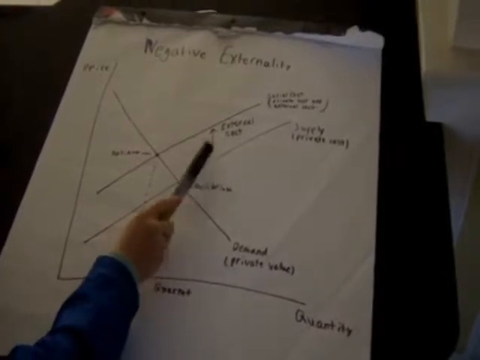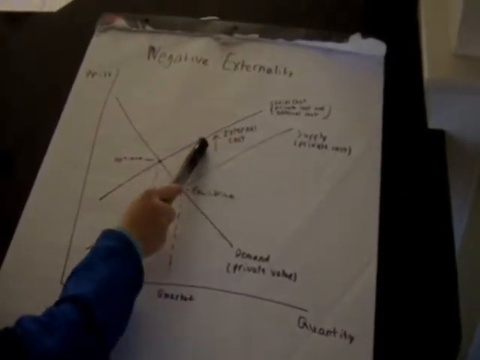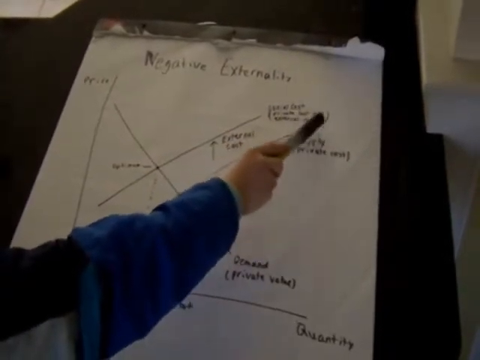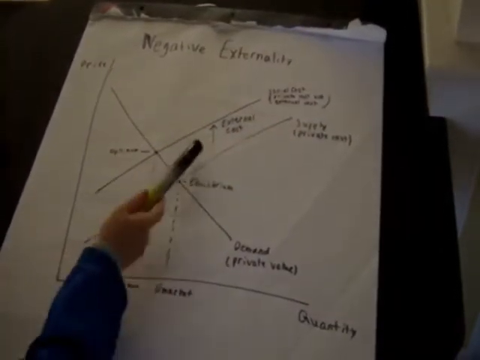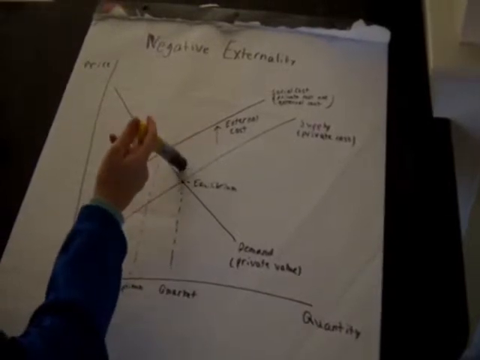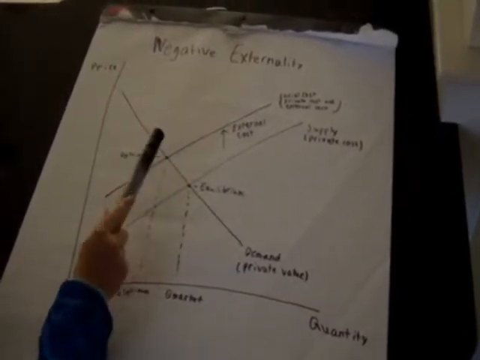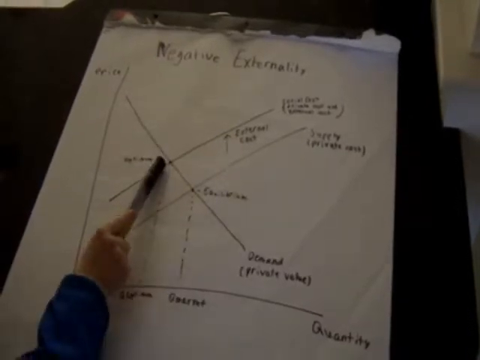Then, shift the supply curve left, creating the social cost curve, which is private cost and external costs. The external cost is in between the private cost curve and social cost curve, and where the social cost curve intersects with the demand curve is the optimum.